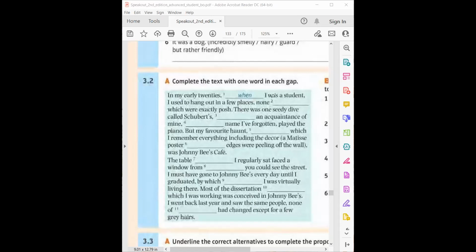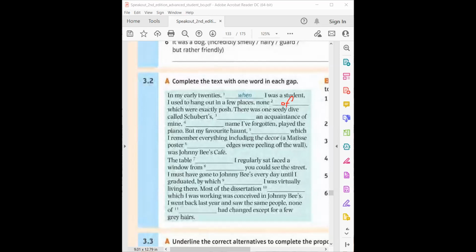In my early 20s, when I was a student, I used to hang out in a few places, none of which were exactly posh. All right, none of which, that's correct. So we need "of" here. Continue, go on.